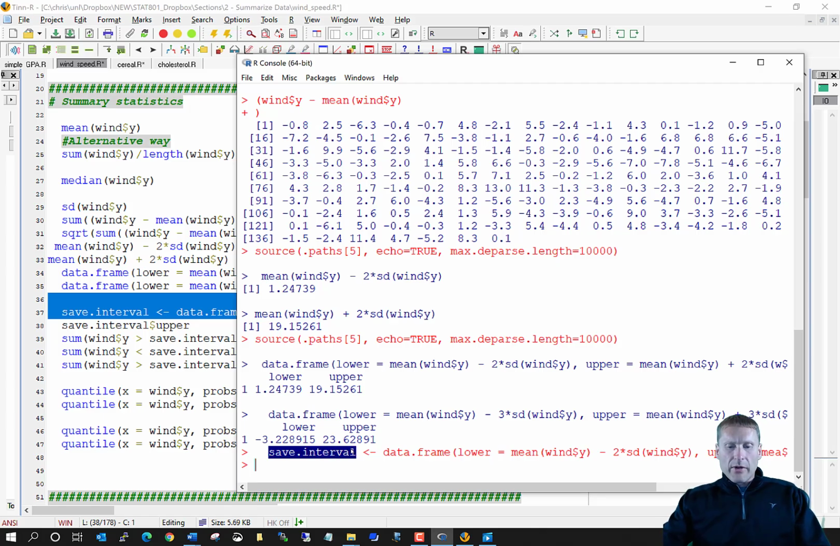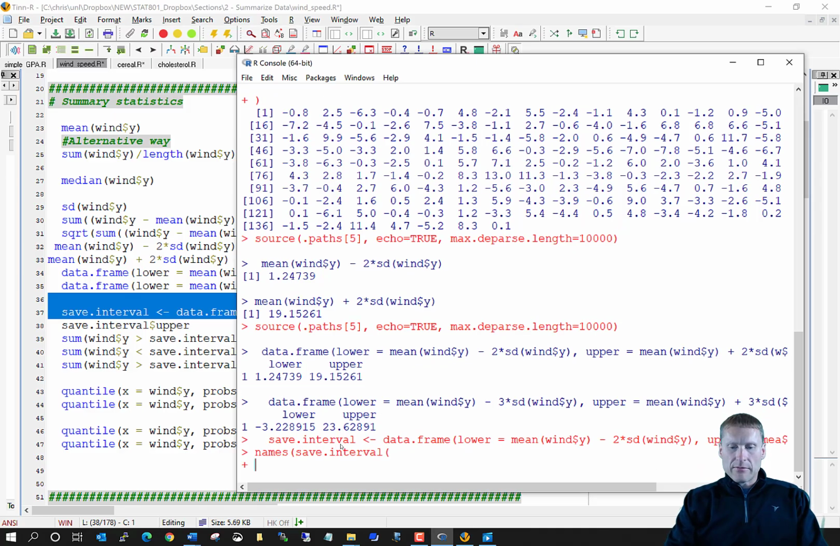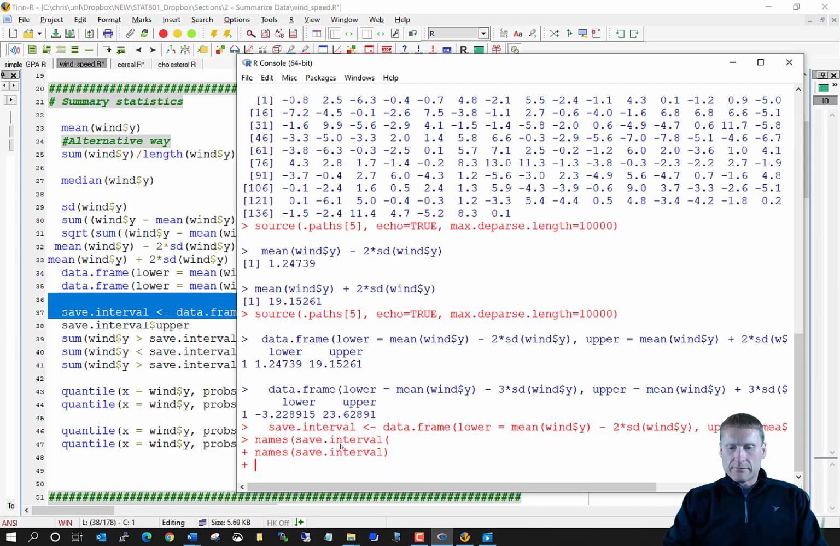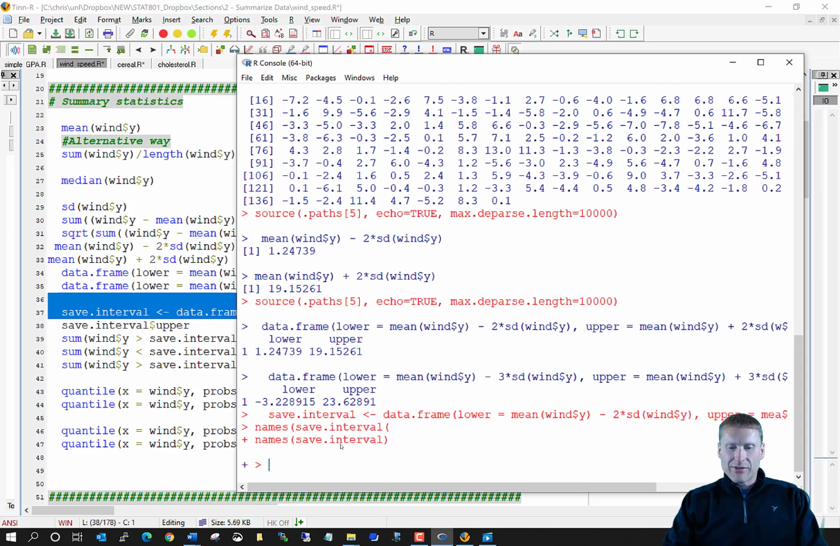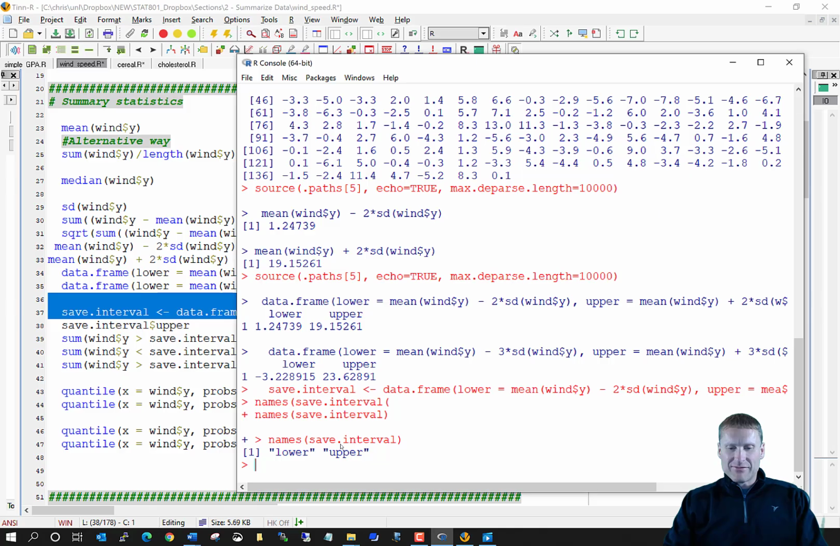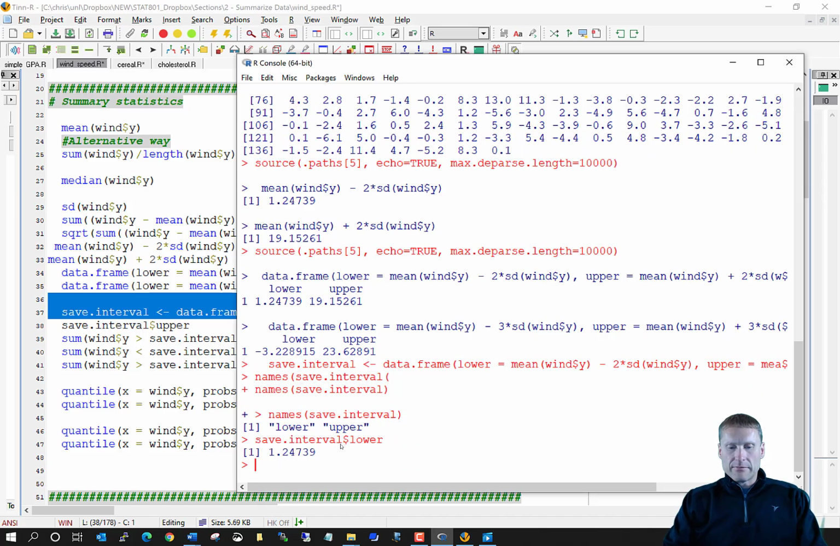And if I want to, I can first of all use names, save.interval. Oops, wrong way. There we go. Let's try that again. There we go. So we see the lower and upper values. And so I could then just pull out the lower value as well, and I get 1.24. Okay. So we are on page 12 of the notes.